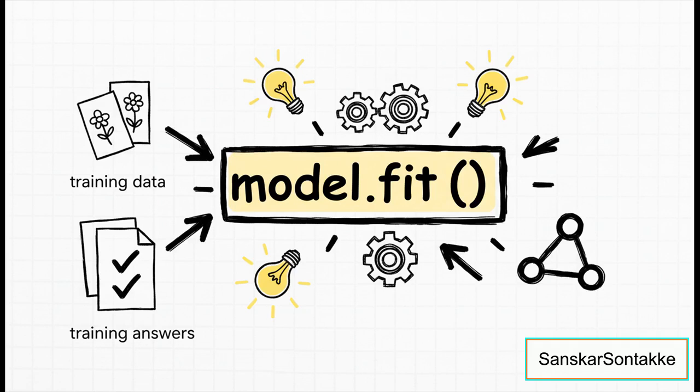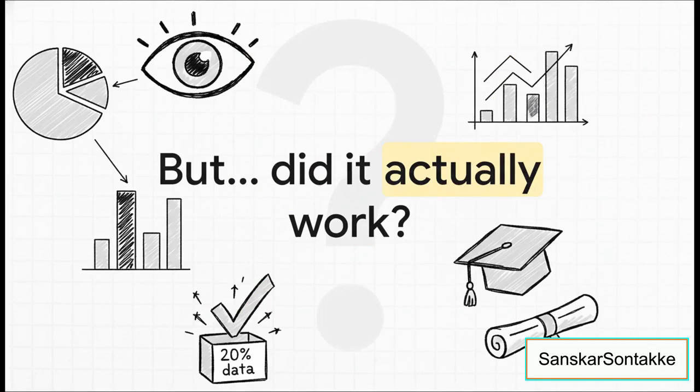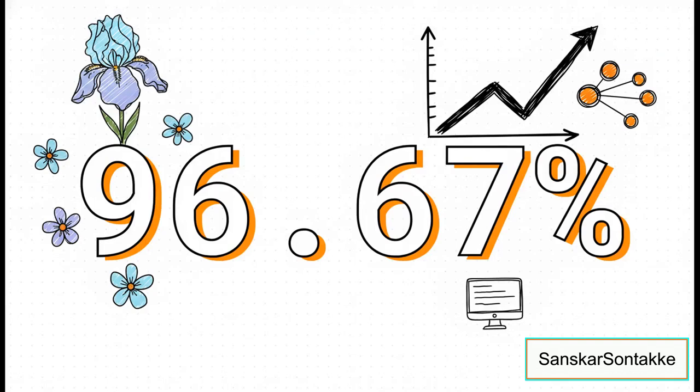The learning is done. So, the big question is, did it actually work? We trained it, but how do we know it's any good? It's time to bring out that secret 20% of data we hid away. Let's give our model its final exam. It worked. Our model got an accuracy of 96.67%.